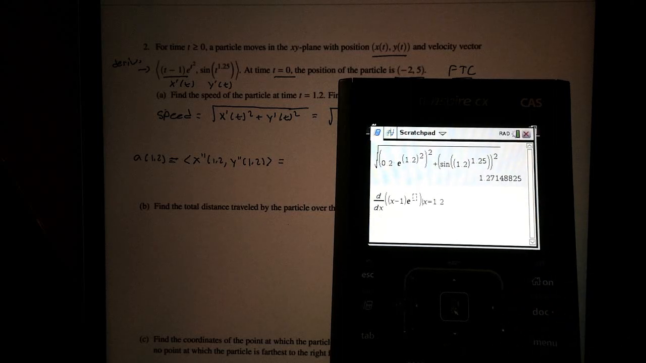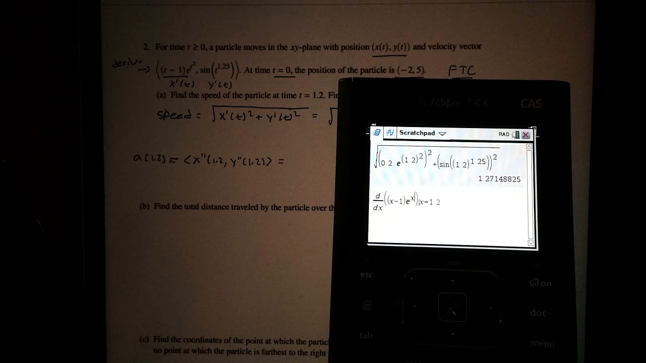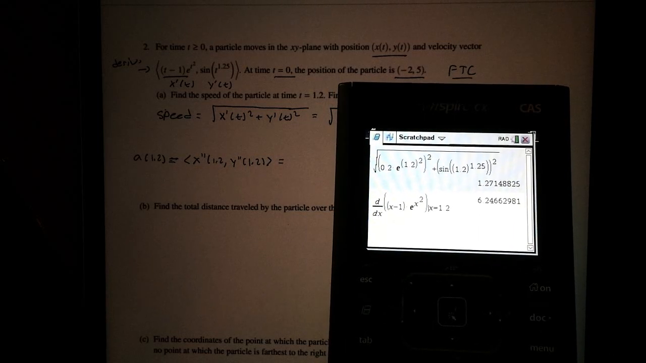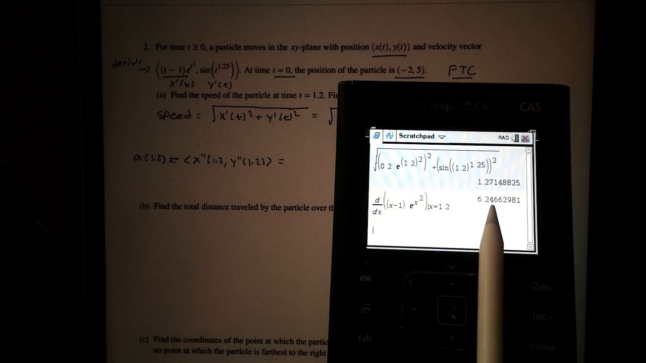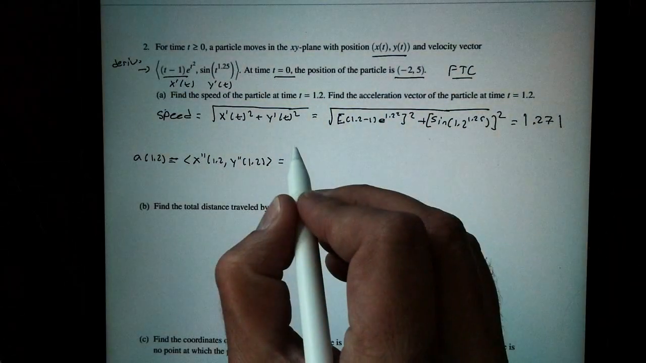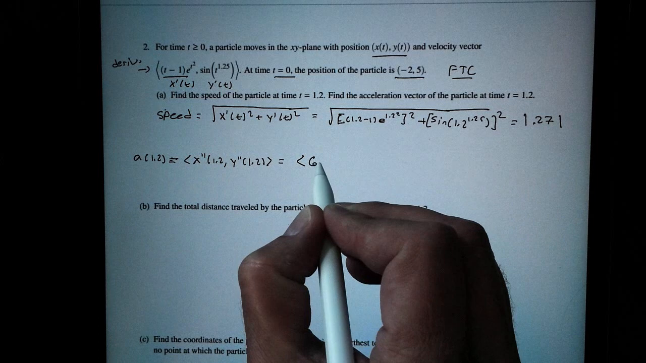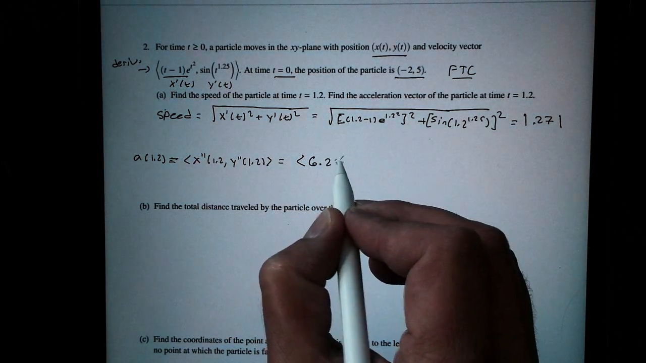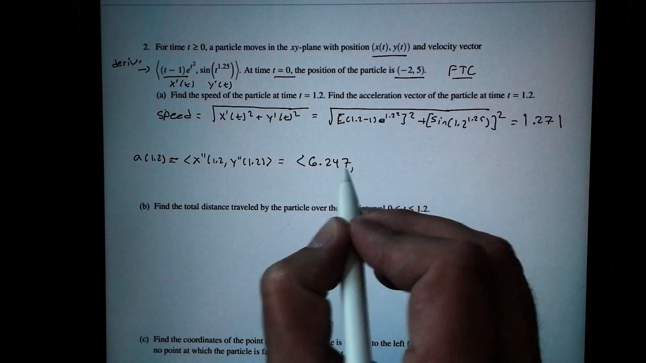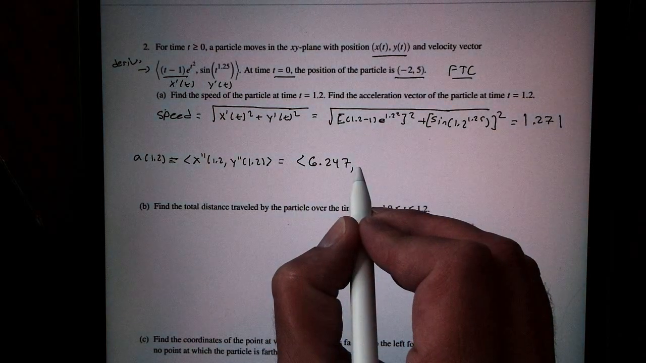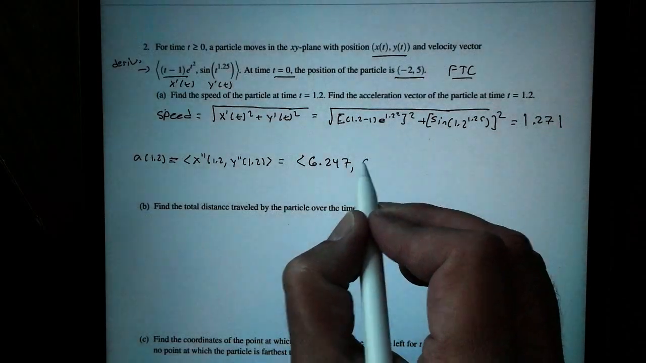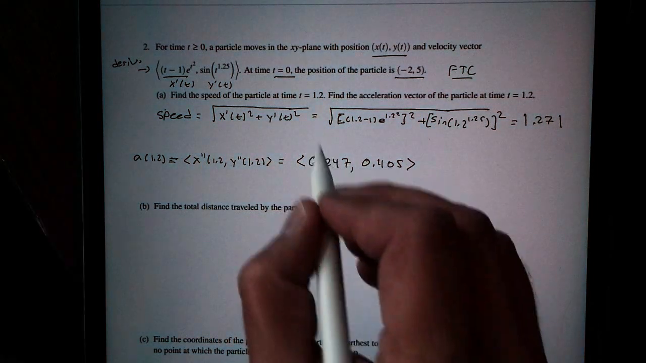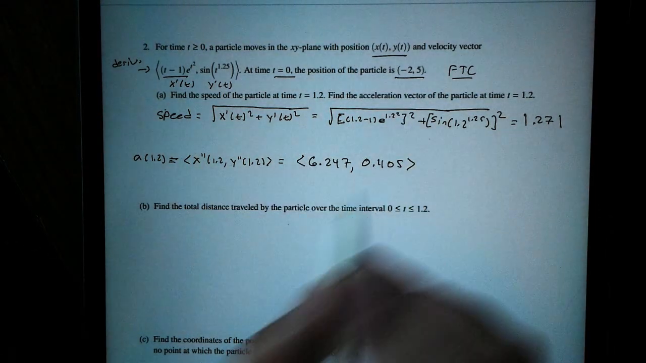To the t squared, so to the x squared. I press enter, and I get 6.247. So there's my change in x. If you do the same thing for y, doing a derivative, you should get 0.405. Now it does say a vector, so I did use my chevrons right there.